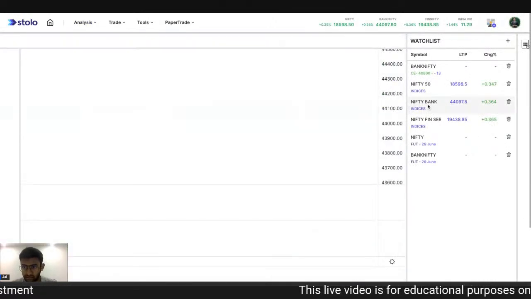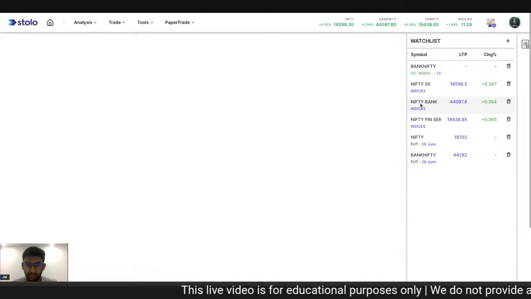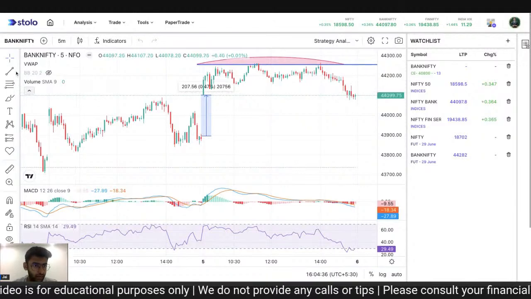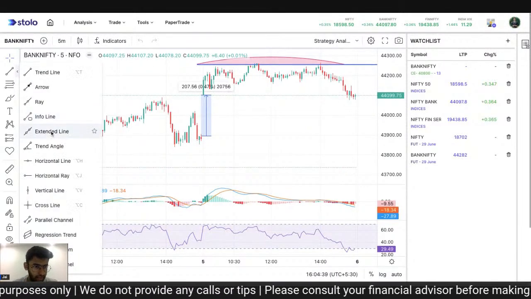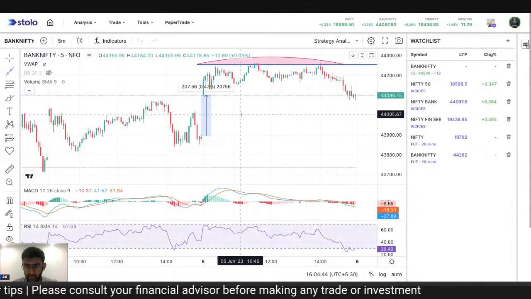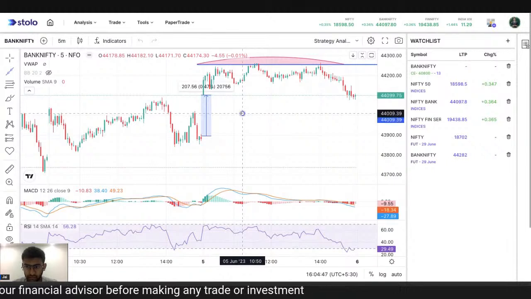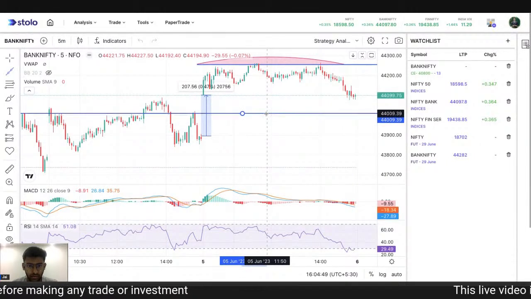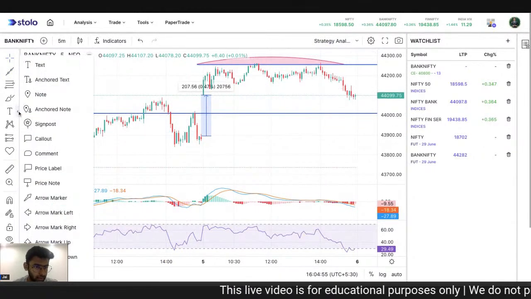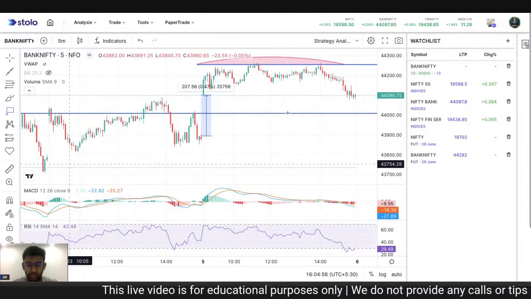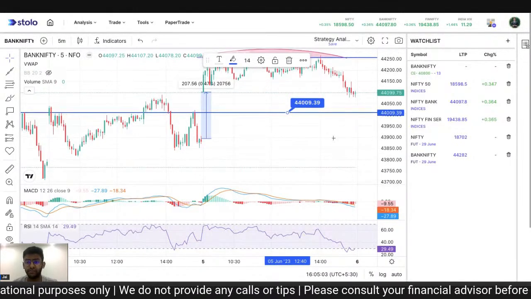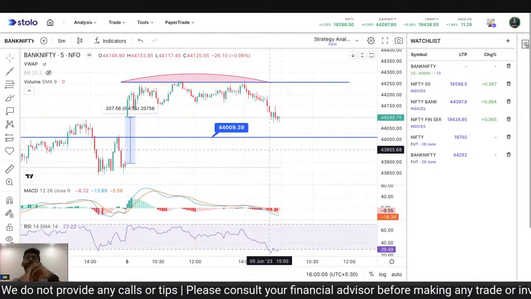So yes, just opening Nifty Bank, and let me just put an extended line. Coming to 44,000, this is a particular level with very strong OI that we are seeing. Let me just put a price label as well. And in terms of support, this is a very strong support.